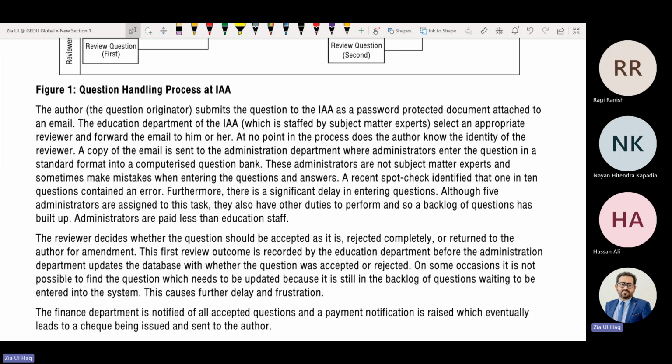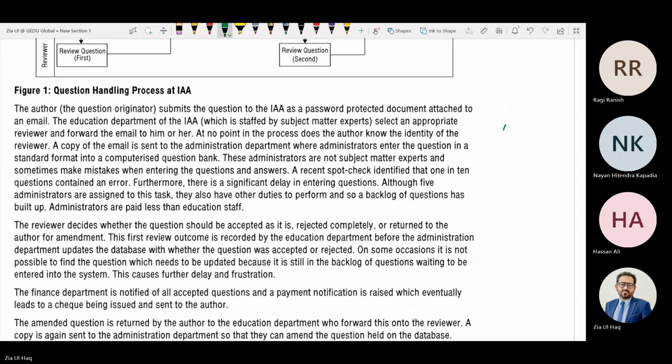Cost, time. So the first issue: questions are being entered into the question bank without the reviewer outcome. What's the issue? You are wasting time entering into the question bank, then finding and deleting. So this will be a huge cost.